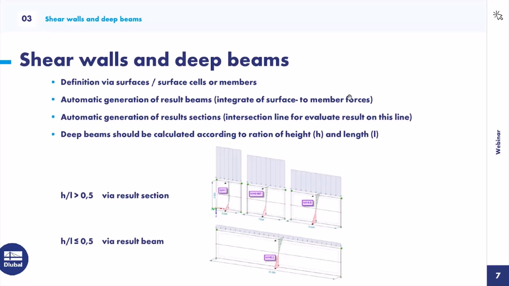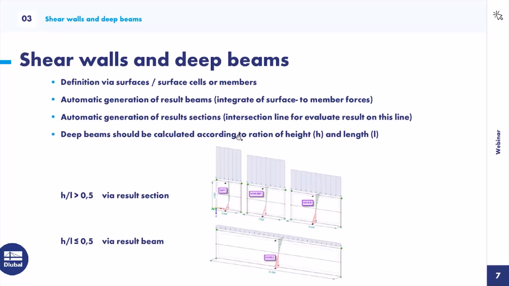You also have the option to generate result sections, and result sections create an intersection line, and on this line you can see results for this area, let's say.